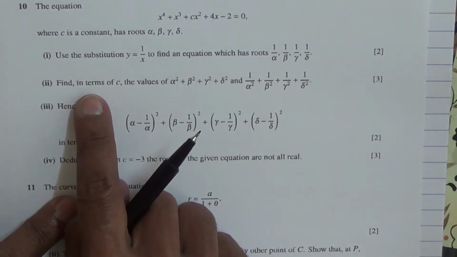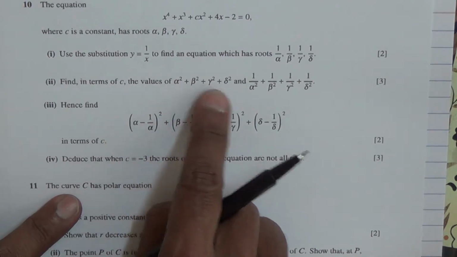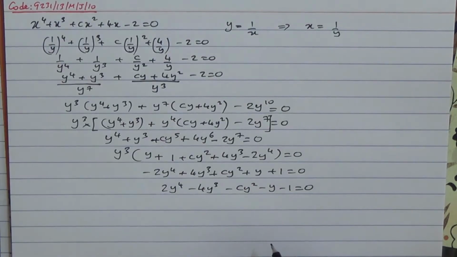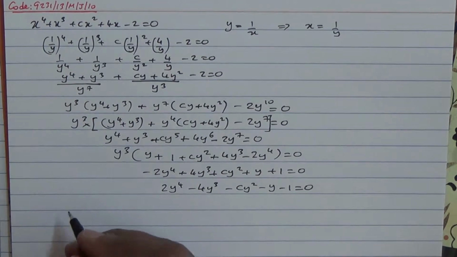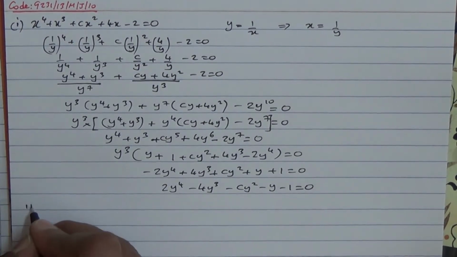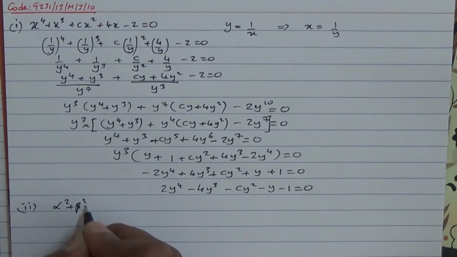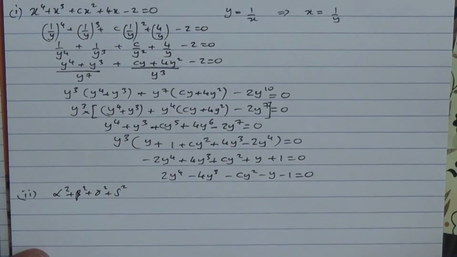Now find in terms of c the value of alpha squared plus beta squared plus gamma squared plus delta squared. Now what is that one? Okay, so for the second part, we are attempting to find alpha squared plus beta squared plus gamma squared plus delta squared.